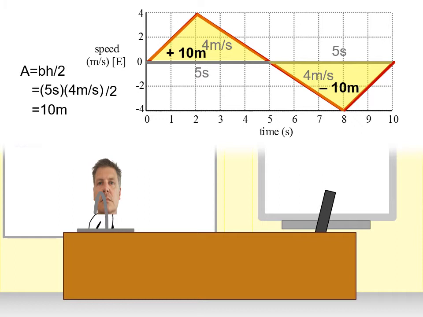So interestingly enough, notice that I finished where I started, because my displacement is plus 10 subtract 10. But my distance is different because I walked forward 10 meters and then back 10 meters, so that means I walked 20 meters. So my displacement is 0, but my distance covered is 20 meters.